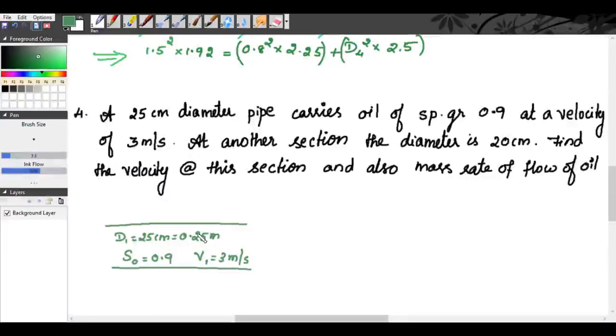At another section, the diameter is 20 centimeter. So first the diameter is 25 centimeter. After that, the diameter is, okay, it is not given the varying, right? One section it is 25 and the other section it is 20. So we will draw our diagram like this. So from 25 to 20, right?